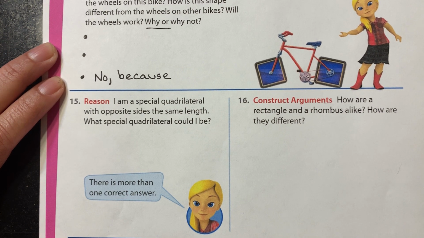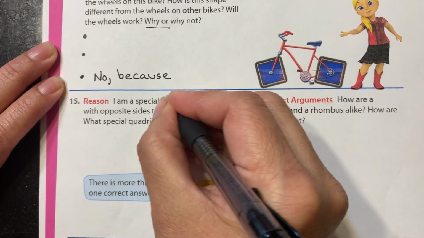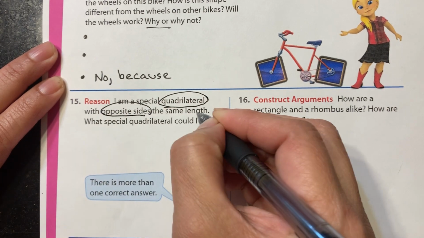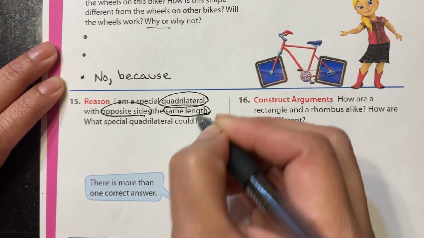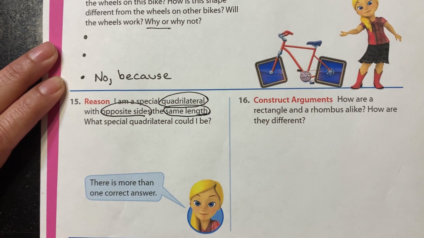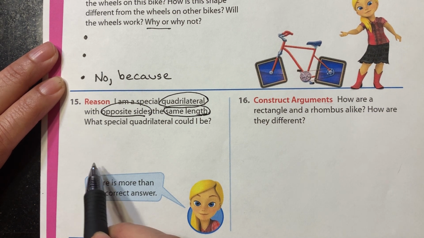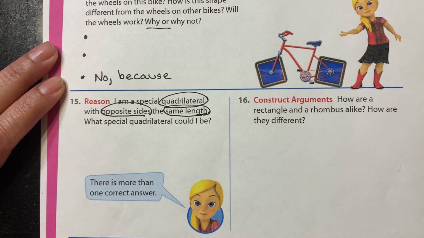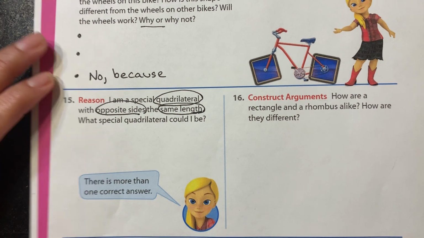Number 15 says, I am a special quadrilateral, so still thinking of that quadrilateral, with opposite sides of the same length. Now, earlier on in the lesson, I talked to you about a shape that had opposite sides congruent. What is the name of that quadrilateral? All I need to know is the name of it. And actually, there's 2 of them that have opposite sides congruent. Just write me one. If you want to write both of them, write both of them.